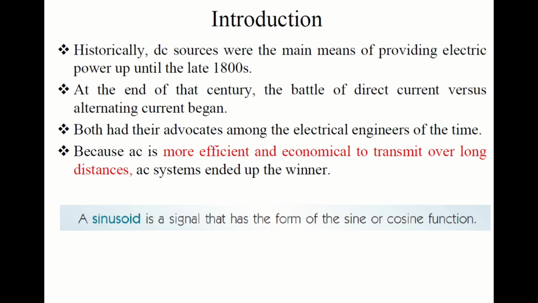So some introduction on the history of the sinusoid and phasor or AC current. Historically, DC sources were the main means of providing electric power until the late 1880s. At the end of the century, the battle of direct current versus alternating current began. Both had their advocates among the electrical engineers of that time, but because AC is more efficient and economical to transmit over long distance, the AC system ended up the winner.